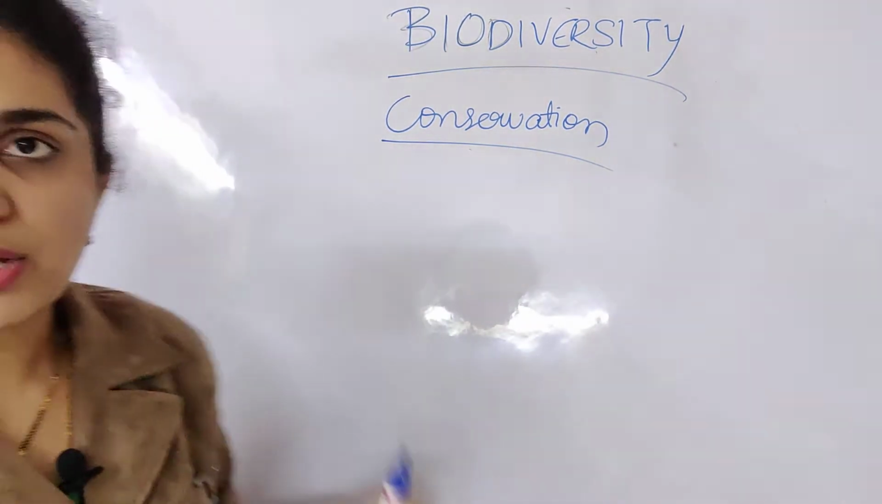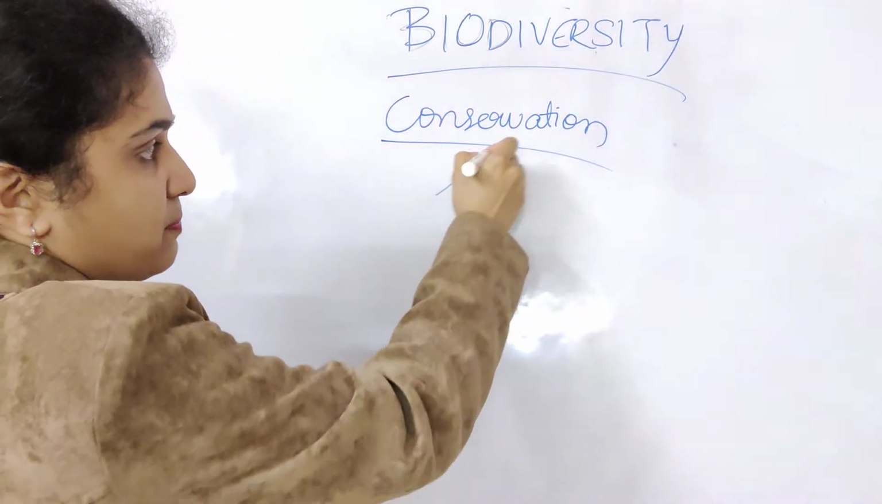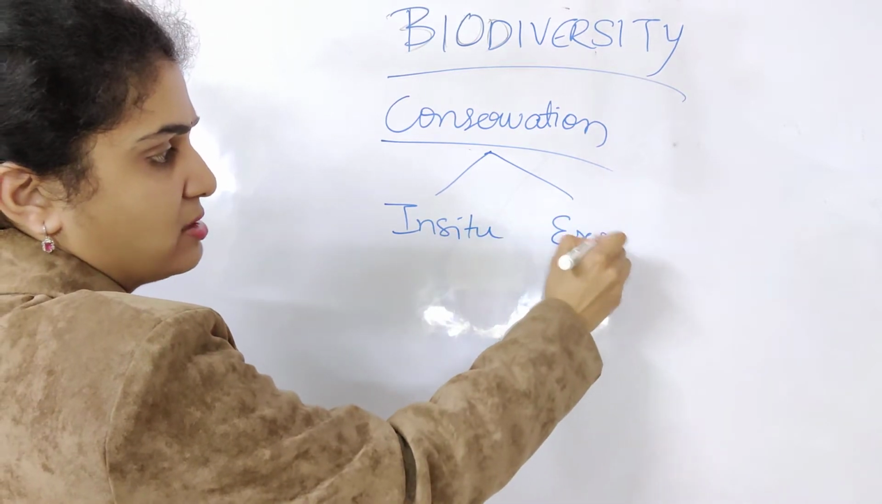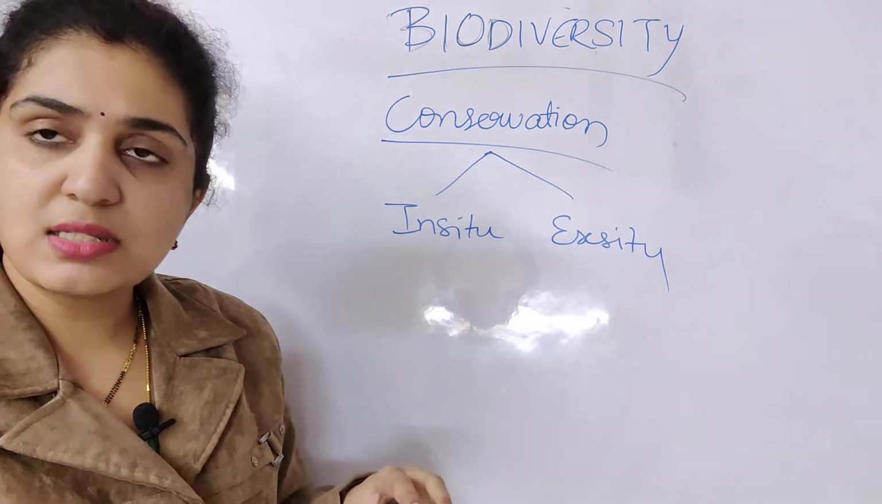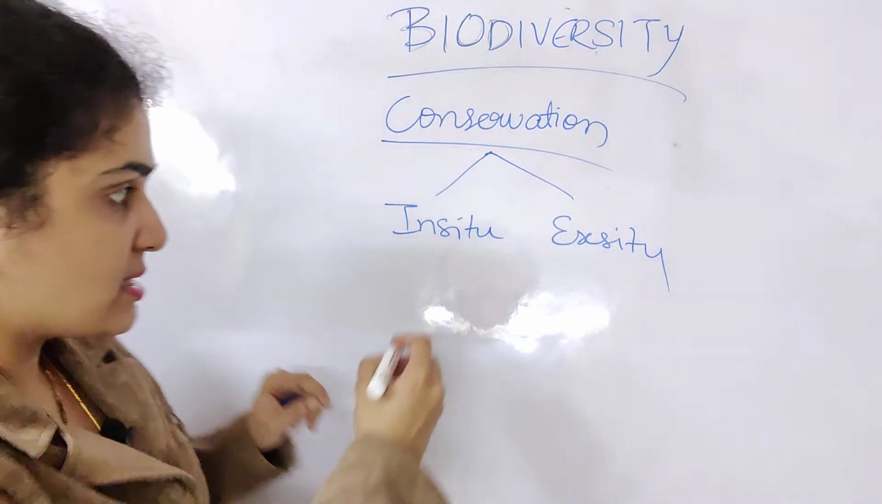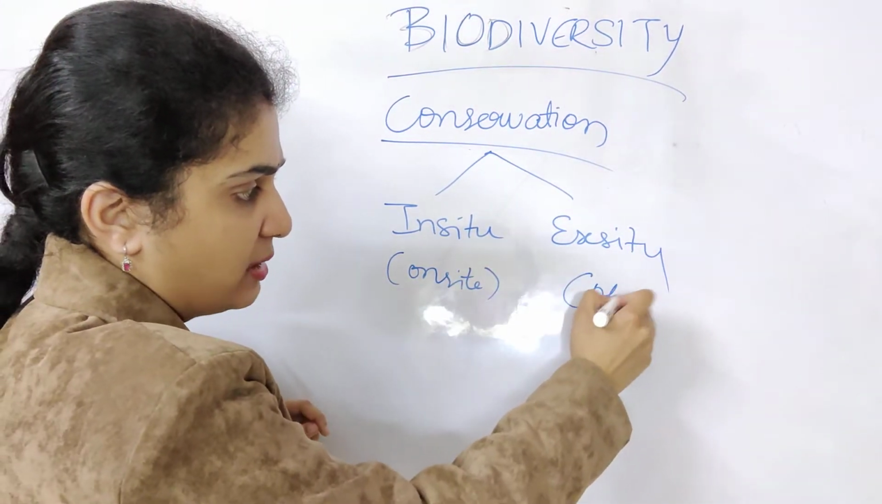Under conservation of biodiversity, there are usually two types. One is in situ conservation, the other is ex situ conservation. In situ conservation means on-site conservation. Ex situ is also called off-site.